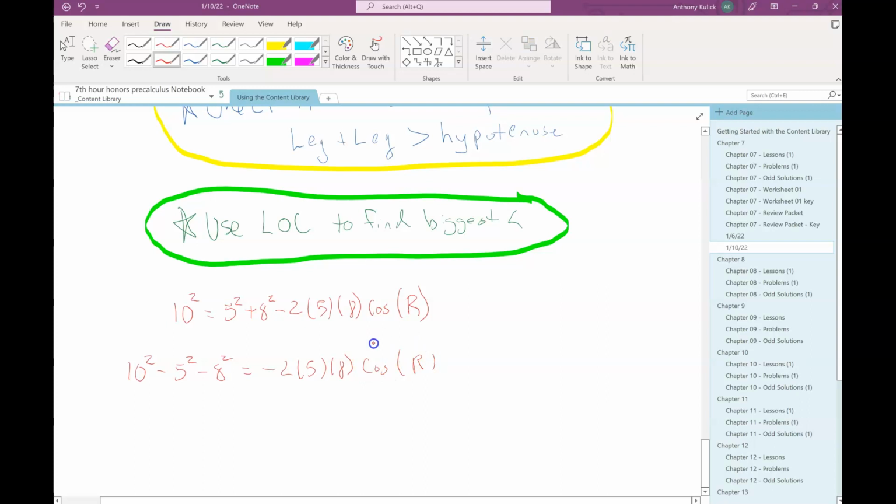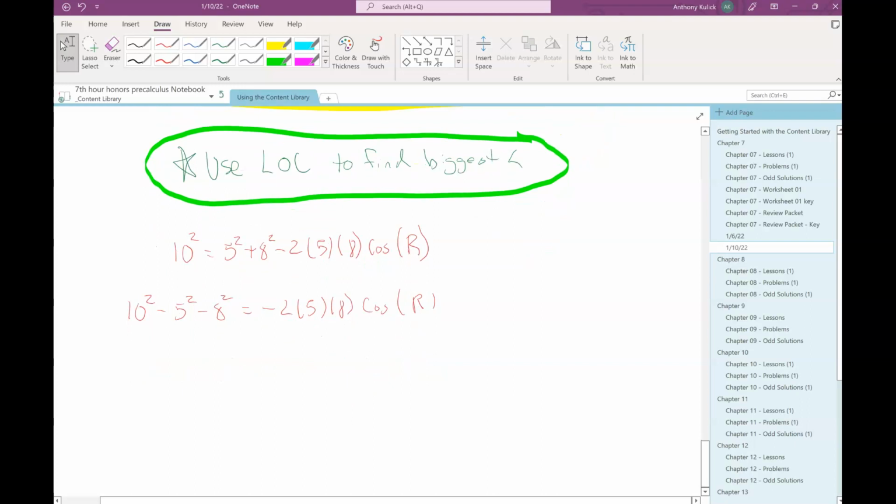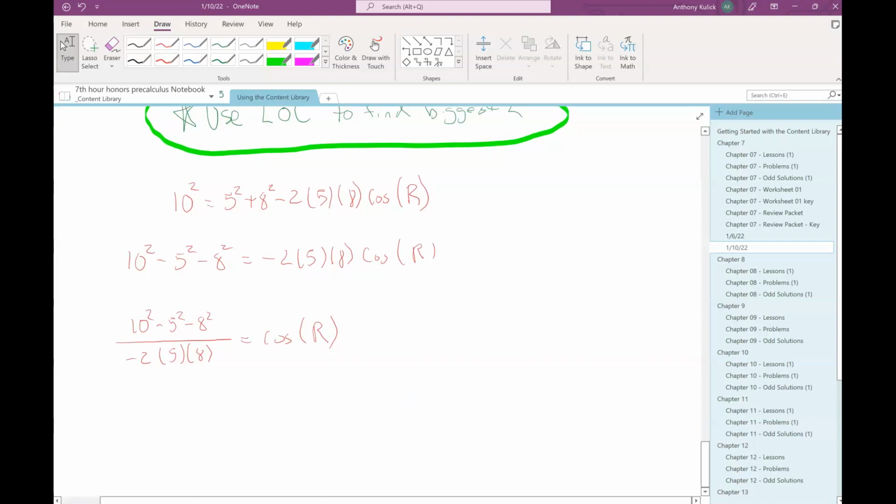And then I'm going to divide both sides by negative 2 times 5 times 8. Make sure that you're not dropping that negative sign there. That happens on a fairly regular basis, because you get some bonkers answers there. And then to get rid of the cosine, we do cosine inverse.